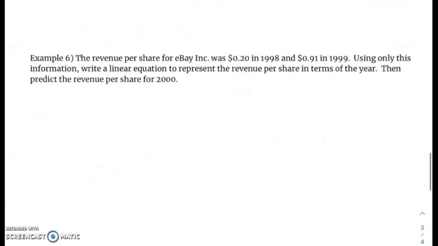Example 6, the revenue per share for eBay Inc. was 20 cents in 1998 and 91 cents in 1999. Using only this information, write a linear equation to represent the revenue per share in terms of the year, then predict the revenue per share of 2000. So a linear equation to represent the revenue per share in terms of the year. So in terms of the year, that is your input. And a linear equation to represent the revenue per share. So money is your output.